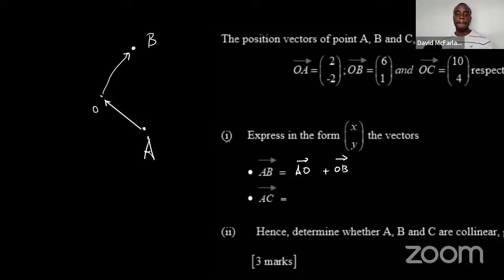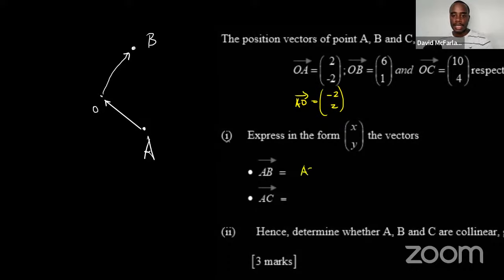Now, what is AO? We don't know AO, but we know OA. OA is (2, -2). AO is an opposite vector to OA, because it's going in the opposite direction, equal but opposite. So that means you would negate OA. So instead of (2, -2), it would be (-2, 2). So AO would be equal to (-2, 2). Right?